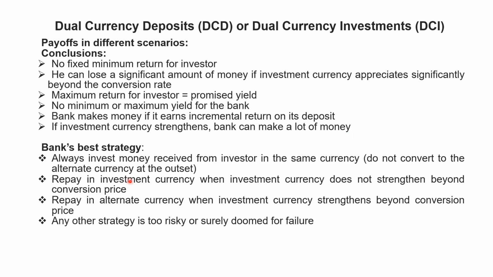Importantly, the best strategy for the bank is always to invest the money received from the investor in the same currency as the investment currency. Do not convert to the alternate currency initially. Repay in the investment currency when the investment currency does not strengthen beyond the conversion price. And repay in the alternate currency when the investment currency strengthens beyond the conversion price. Any other strategy is too risky or surely doomed for failure.